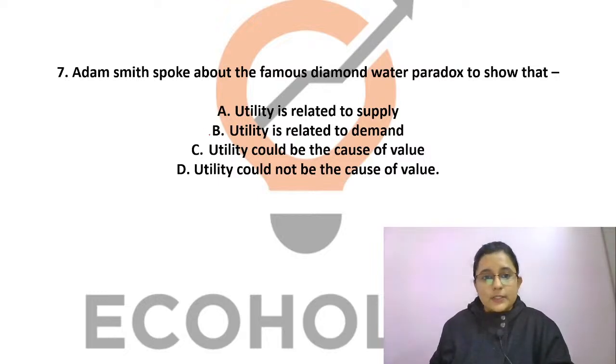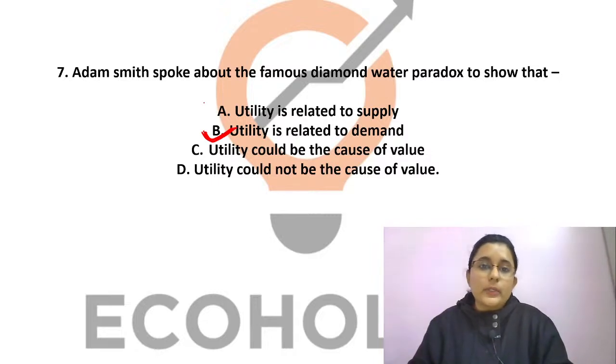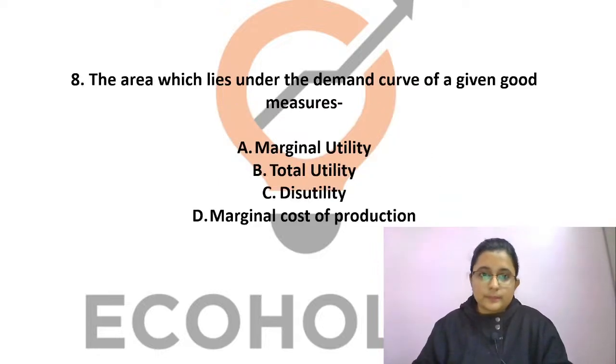Well, the right answer to this question is that utility is related to demand. So this idea that utility is related to demand became a platform for the Diamond-Water paradox, which is a very, very famous idea proposed by Sir Adam Smith.